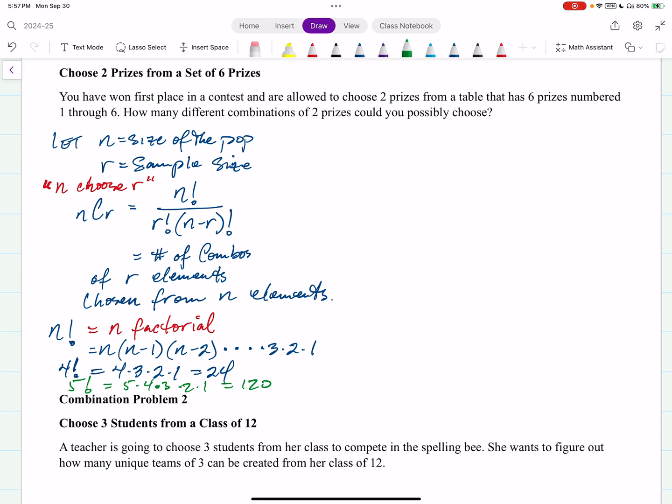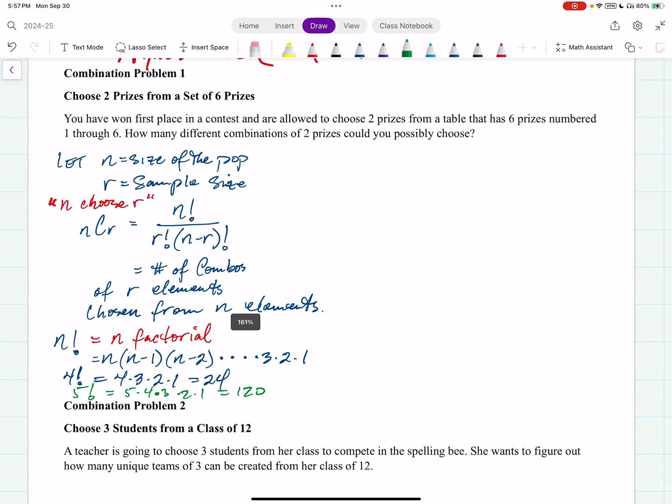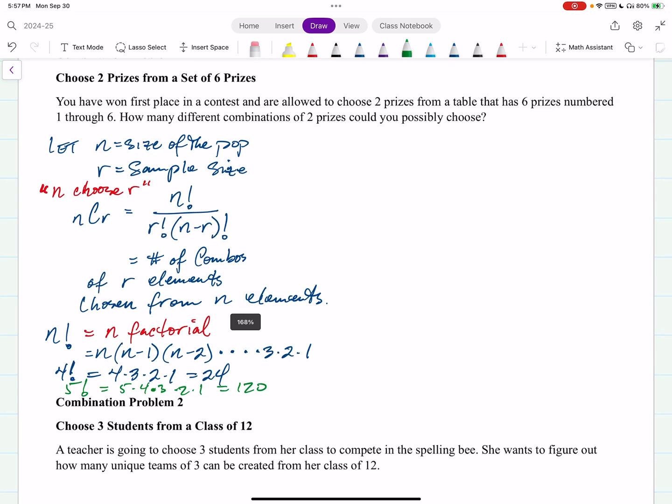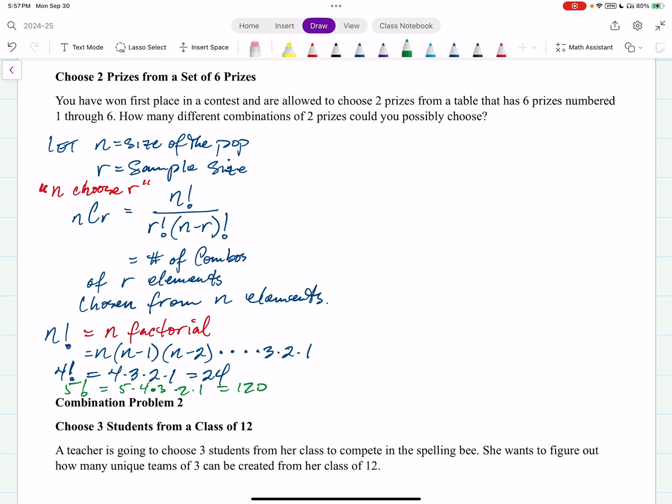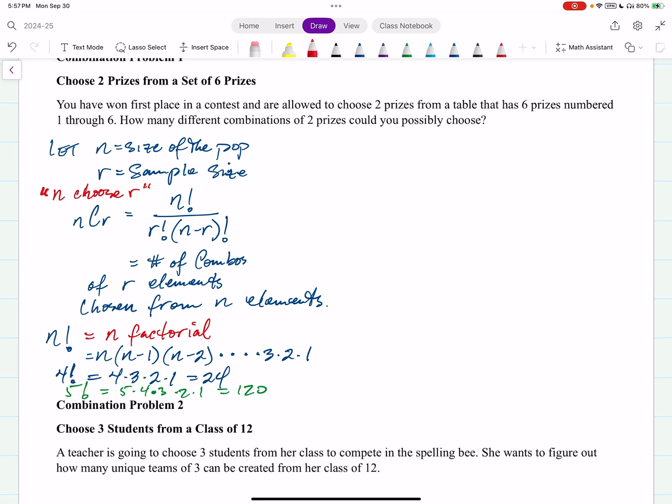Okay, so let's go for it here. So let's read it here. So this first example is choosing two prizes from a set of six prizes. Suppose you've won first place in a contest and are allowed to choose two prizes from a table that has six prizes numbered 1 through 6. Notice what it says. How many different combinations of two prizes could you possibly choose?